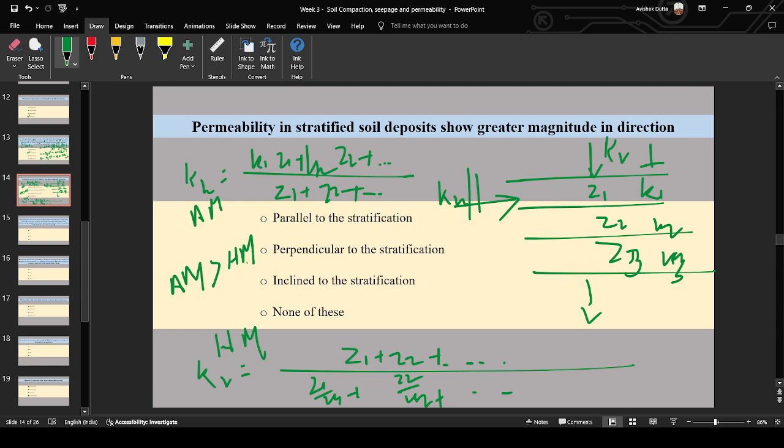So harmonic mean is less than the arithmetic mean, and harmonic mean is the perpendicular one, or vertical, or KV. Since arithmetic mean is more than the harmonic mean, yes, so in this stratified soil deposit, the permeability will have a greater magnitude in a direction parallel to the stratification, that is KH. Okay, in this direction.